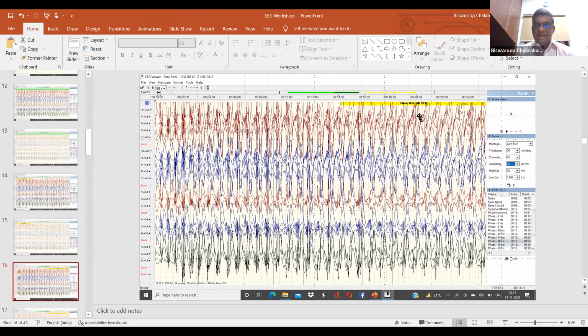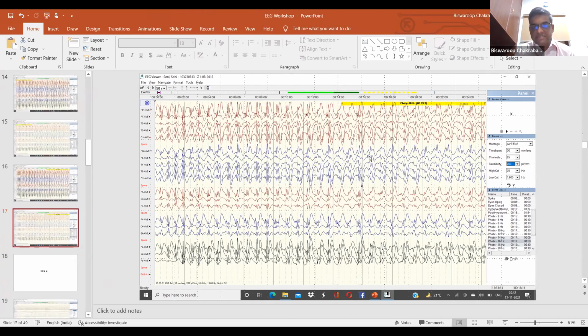This again is with slightly higher photic stimulation, that is 16 Hz. Again, when we increase the sensitivity just to understand the morphology better, you can see this 3 Hz spike and wave with photic stimulation and some polyspikes embedded in between. So this is an EEG.